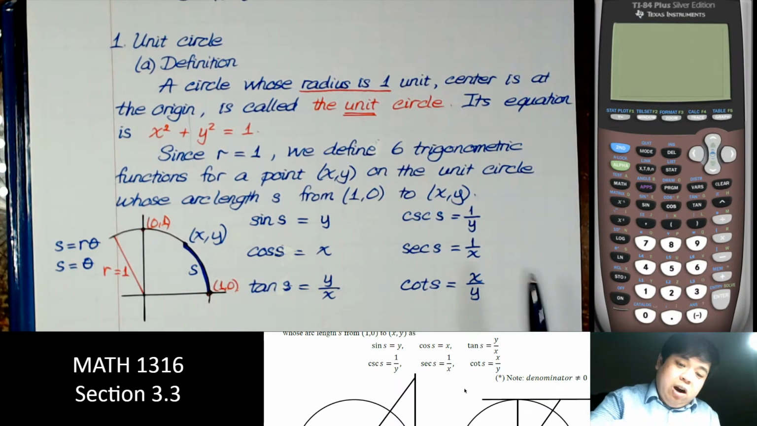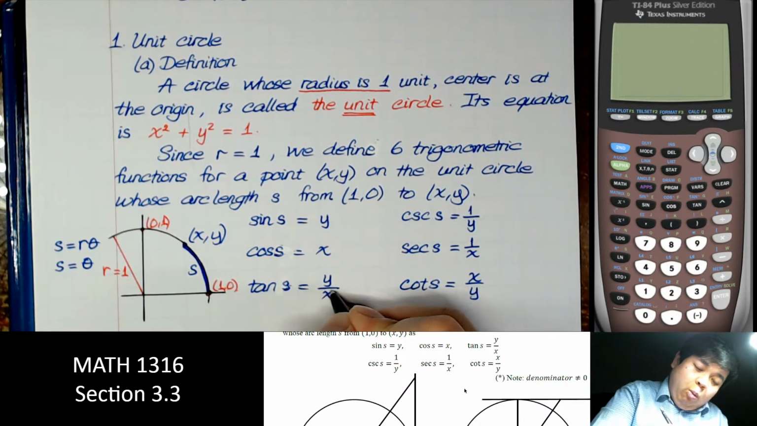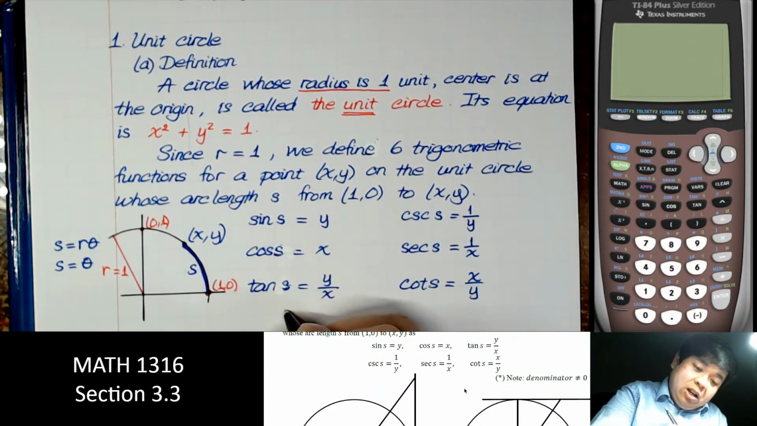And because when we define like this, whatever the denominator is, the denominator cannot be equal to 0.